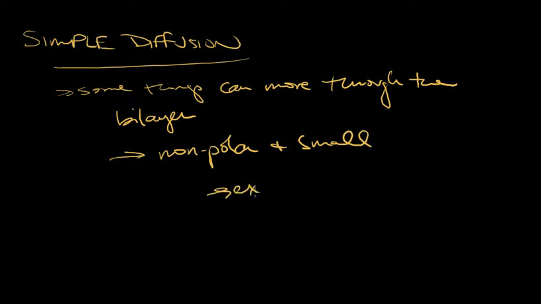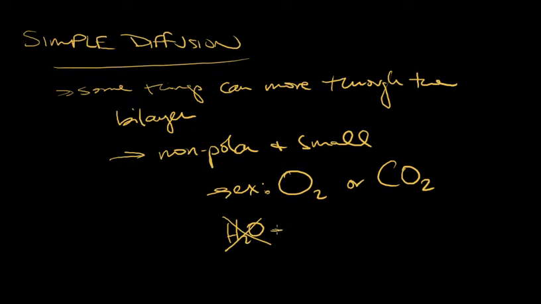The examples would be oxygen, which is just 2 oxygen atoms, not something really large, or carbon dioxide, which is not much bigger than an oxygen molecule. So these things are really small. They are nonpolar. They don't have a charge, and so they can move very quickly. What I just talked about was H2O, which is also very small, but it's polar. So it doesn't move very quickly across the membrane. It really needs that protein to do so.